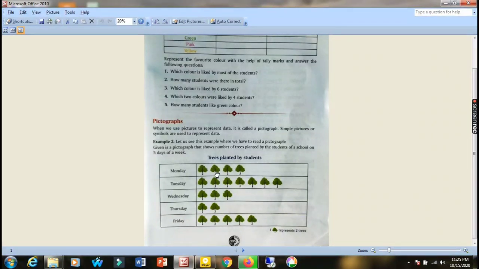these many trees. So as you can see here, on Monday you can see 4, on Tuesday you can see 7, Wednesday you can see 3, Thursday you can see 2, and Friday you can see 5. So these are not 4, 5 or 6, 7 trees. You have to see the key. One tree represents 2 trees. That means we have to multiply the number of trees by 2. For example, let us see.